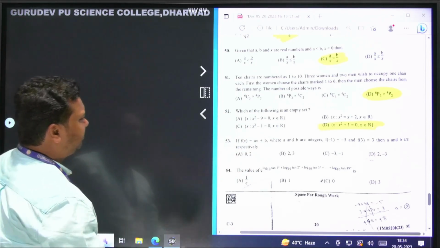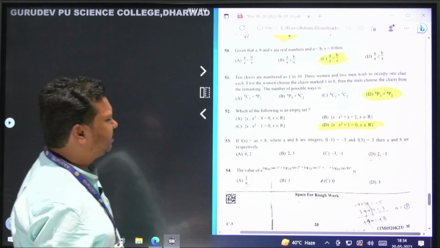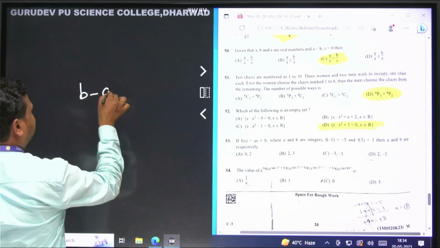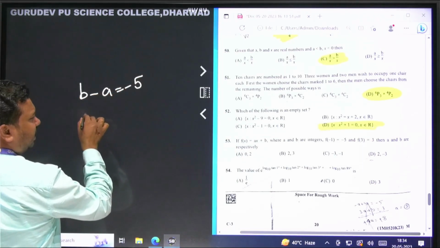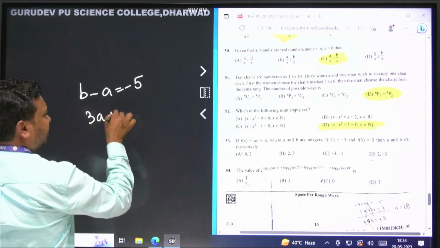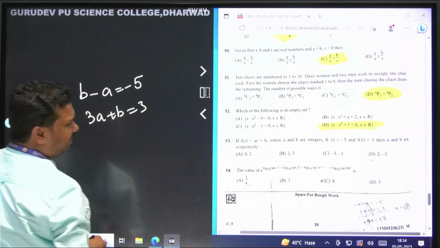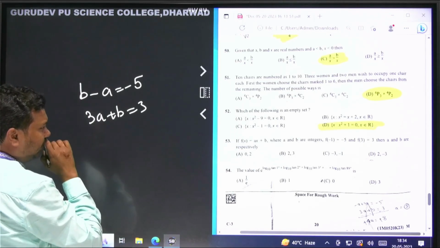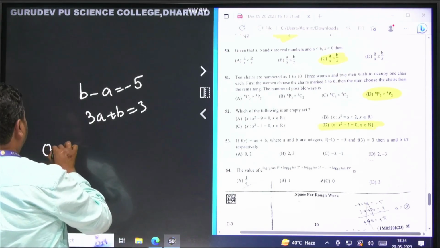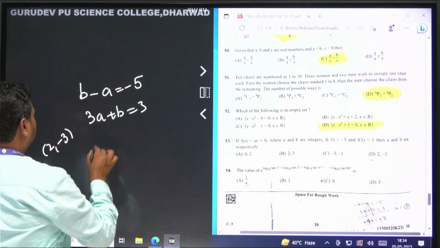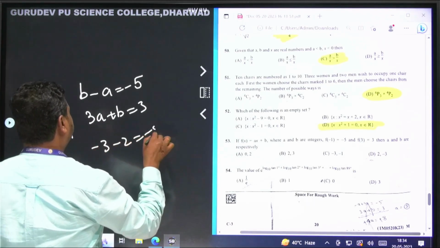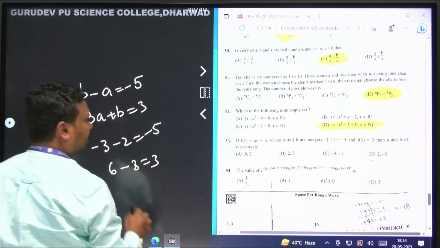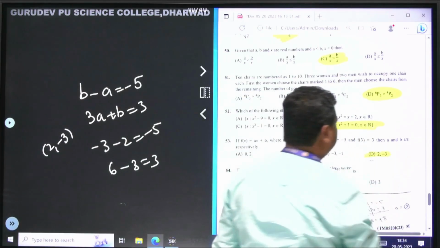So ax + b, f of -1 is given. You can just cross verify that. f of -1 is equal to b - a, which is equal to -5. Then f of 3a + b is equal to 3. So for b - a, you substitute using the trial and error method. What you will get is the values 2, -3. I'm getting 2, -3. So -3 - 2 will be -5, and 3 2s are 6, -3 should be equal to 3. So I am getting option D as the right answer.